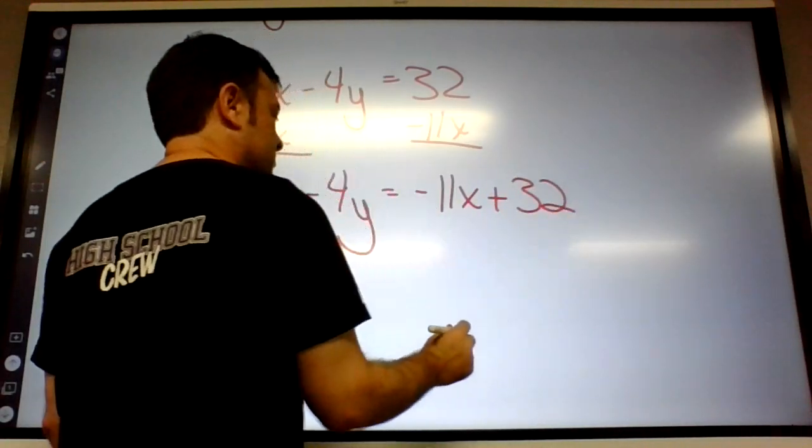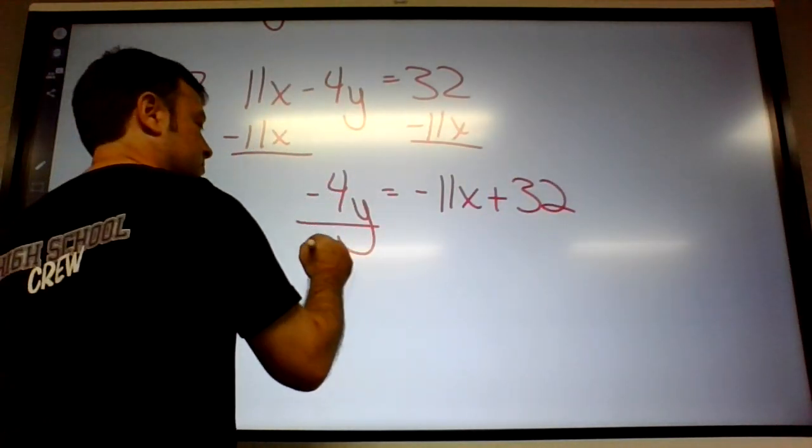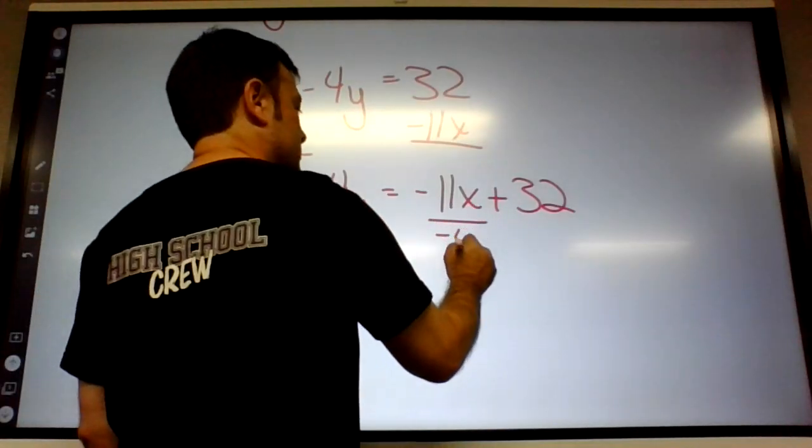So this would equal y equals, and then divide by -4.